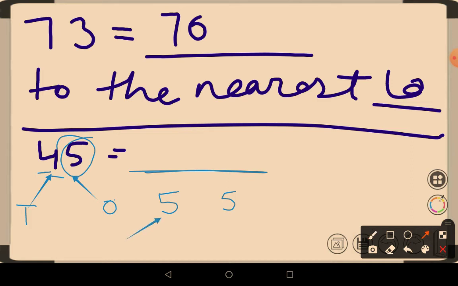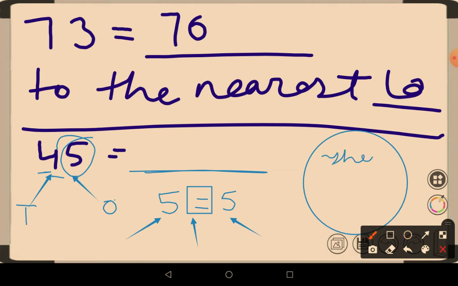But here both the numbers are the same. So what will be the answer in this box? It will be equal. Then how shall I do it?